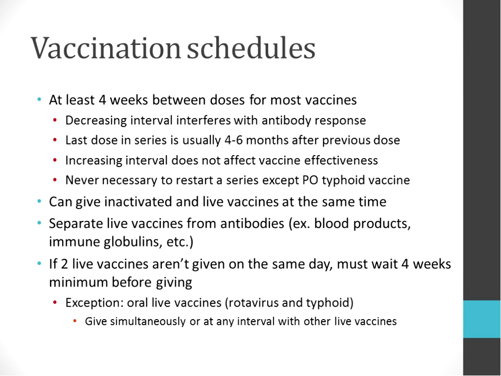Vaccination schedules. There should be at least 4 weeks between doses for most vaccines. It's never necessary to restart a vaccine series except in the case of the oral typhoid vaccine. You can give inactivated and live vaccines at the same time. However, if two live vaccines are not given on the same day, you must wait at least 4 weeks before giving them. The exception is for oral live vaccines, and those can be given simultaneously or at any interval with other live vaccines.